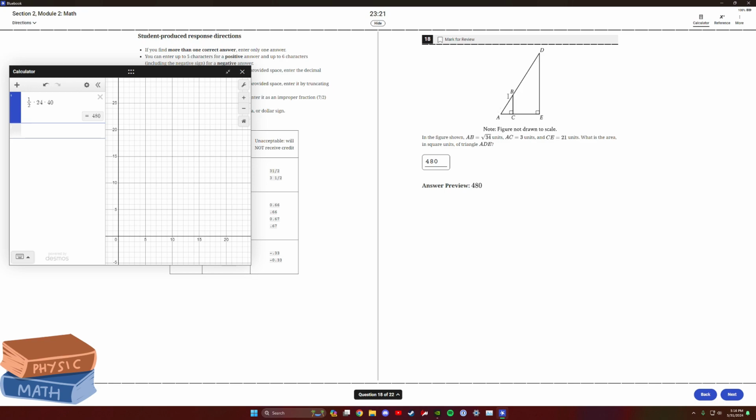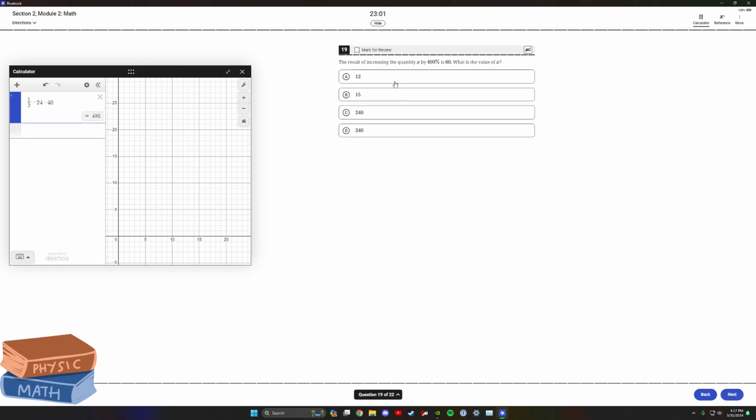Right, AB is, so square AB, and you get 34. Square this side, you get 9, so 34 minus 9 is 25, so BC is 5, square rooted 5. That is 3, this is 21, so together it's 24. It's 1/8 as big as the whole thing, so multiply that 5 by 8, you get 40, so it's 480.